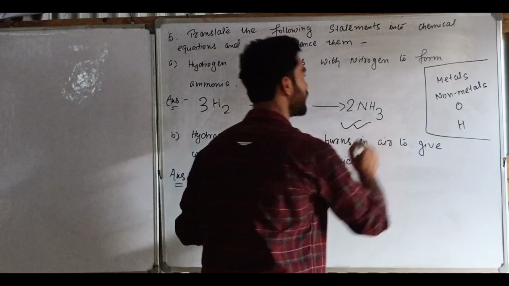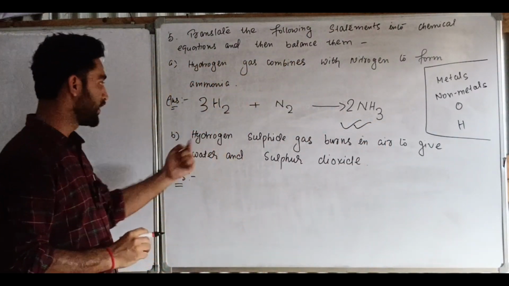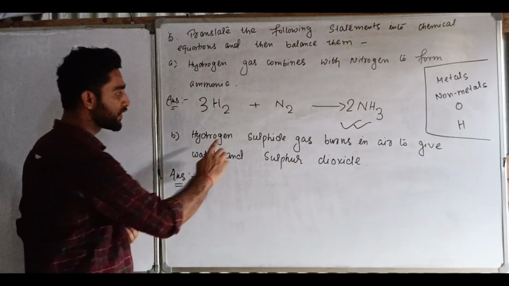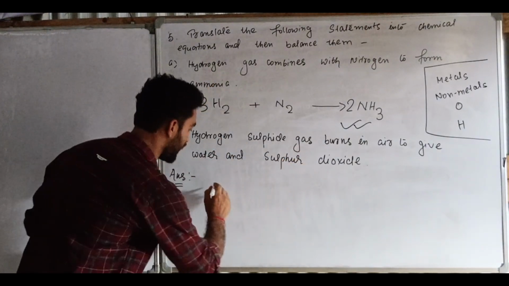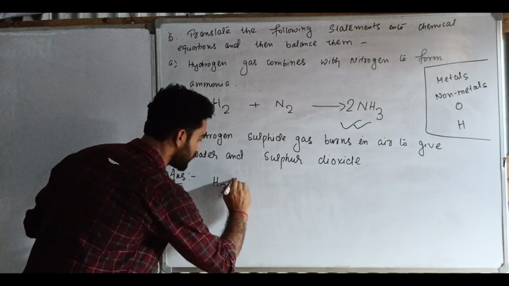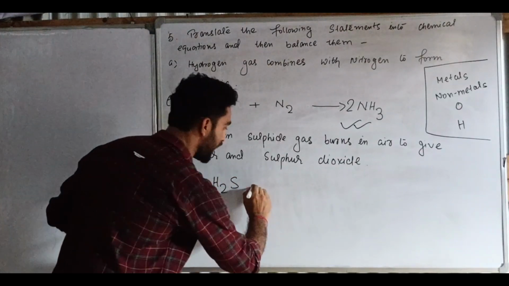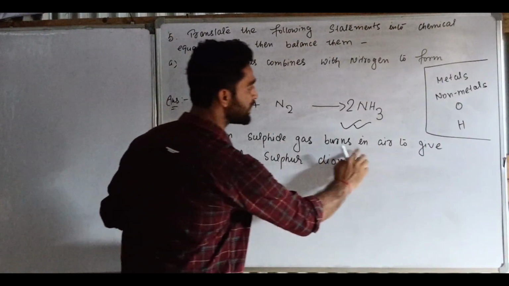So the reaction became balanced. Now the next question. Hydrogen sulfide gas. Hydrogen sulfide formula: H2S. Hydrogen sulfide burns in air.